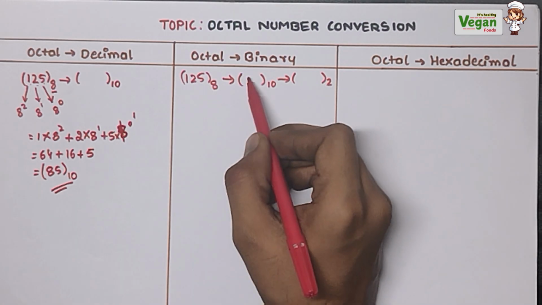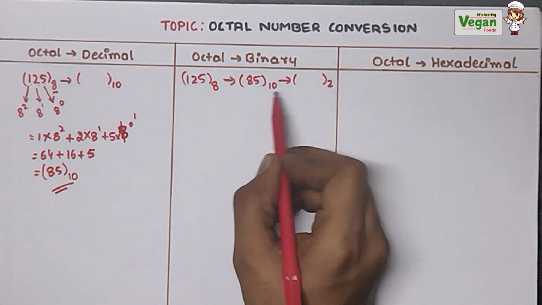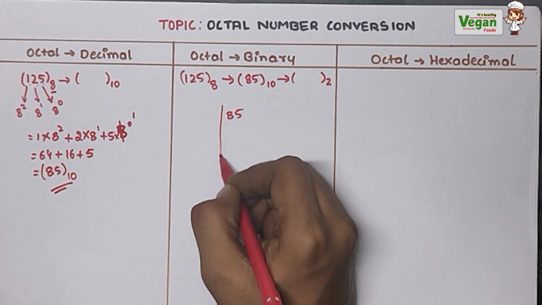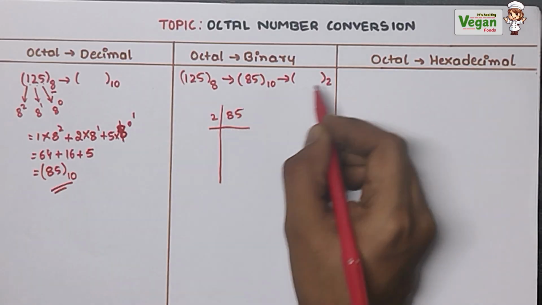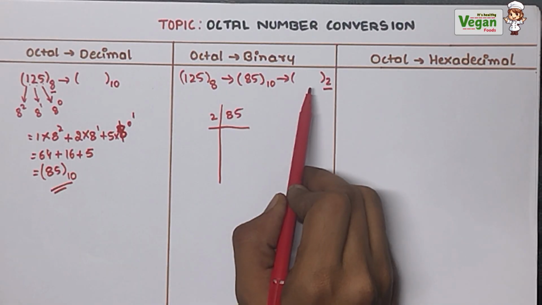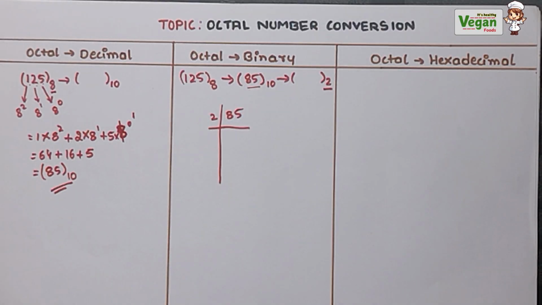What is the value of decimal? 85. So this decimal value I must convert to binary. How to convert a decimal value to binary? Just divide by the base of the number which you want to convert. I must convert to binary, so its base is 2. I am dividing 85 by 2.